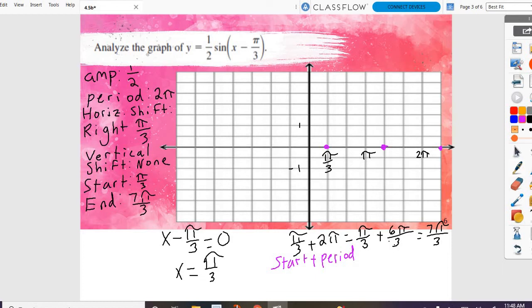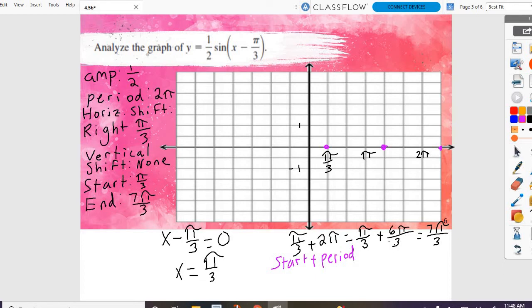So if we were counting by pi's over 3, pi over 3, 2 pi over 3, 3 pi over 3, 4 pi over 3, it would be halfway in between. So how do I find halfway in between? Like 7 pi over 3 divided by 2. Not quite. You do divide by 2, but you gotta do something first.